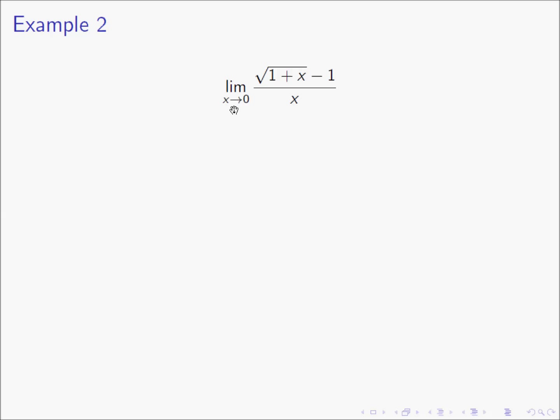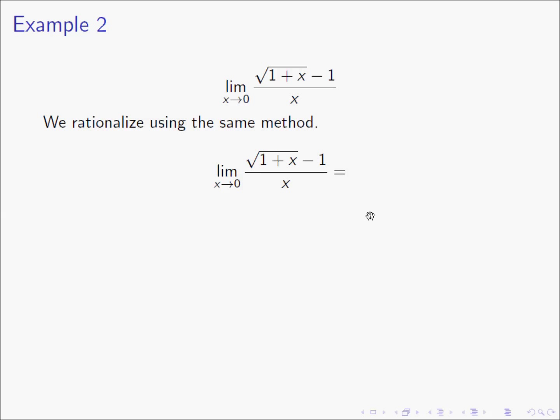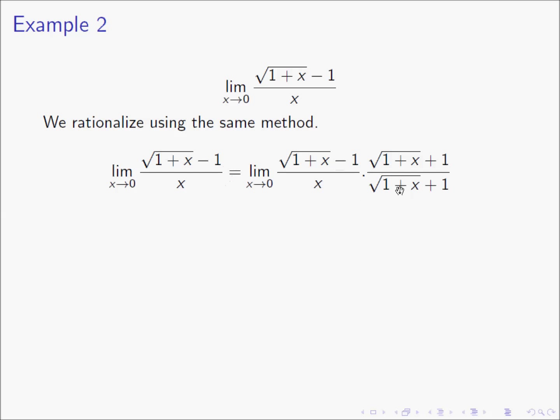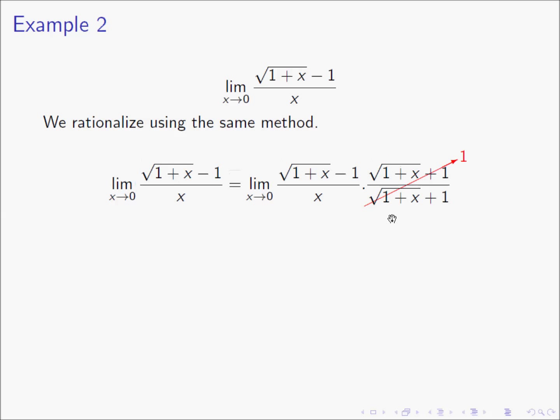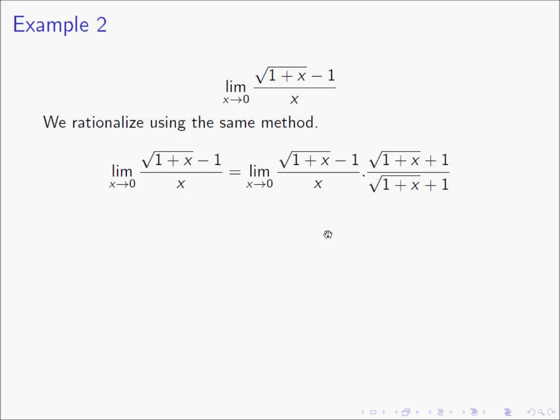Here we have x approaching 0. We have this quotient here, and we're going to rationalize using the same method. We're going to multiply and divide by the conjugate of the numerator, and in this case it is this expression. If we multiply these two factors here, which is just a convenient expression of 1, now we can multiply these two factors in the numerator to get this difference of squares again.